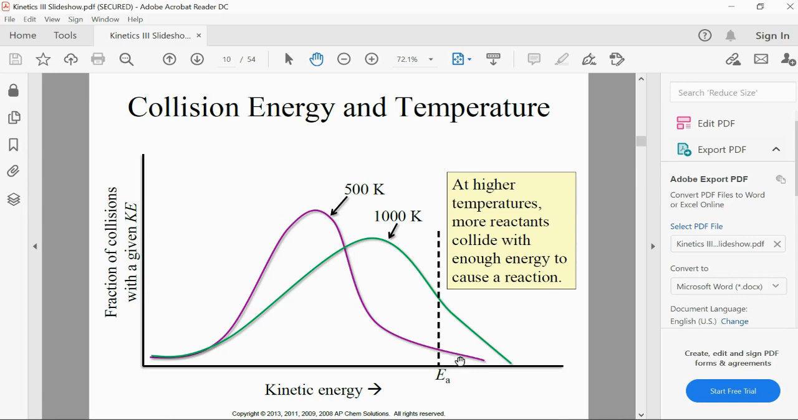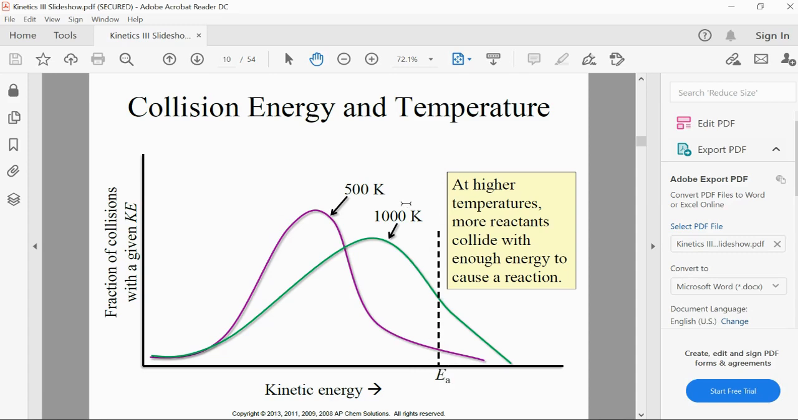So over here, this is all of the reactions that are actually making products. We have lots of collisions occurring, lots of reactants doing their thing, but these are the only ones that actually make products because they're the only ones that have enough energy to get past that activation energy threshold.